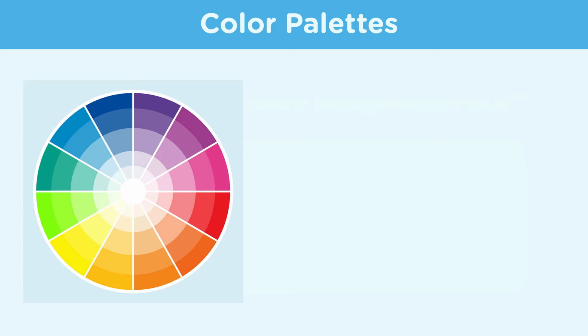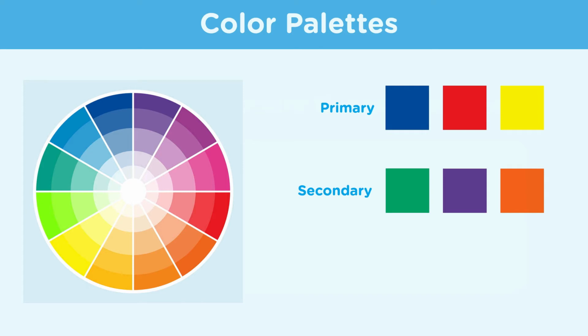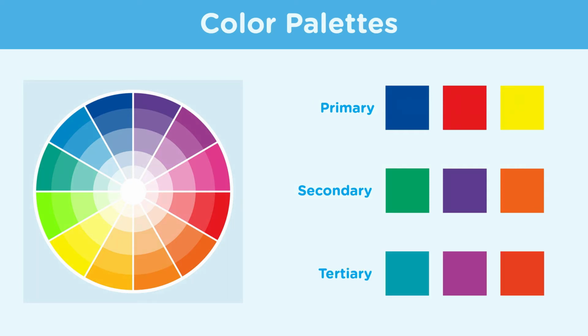Now, all colors are derived from the 3 basic colors or the primary colors, which are blue, red, and yellow. And from those, you can see that we get the secondary colors if you mix either of them together, which are green, purple, and orange. And from there, you could go on to mix those colors together to get tertiary colors, such as blue-green, red-violet, and red-orange.